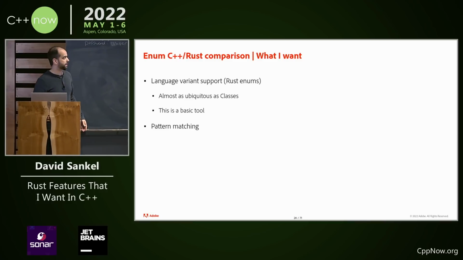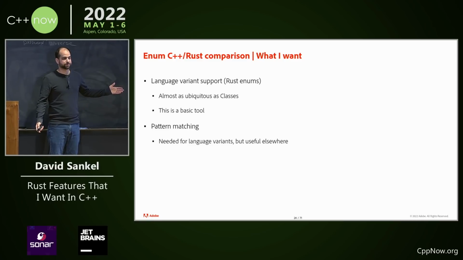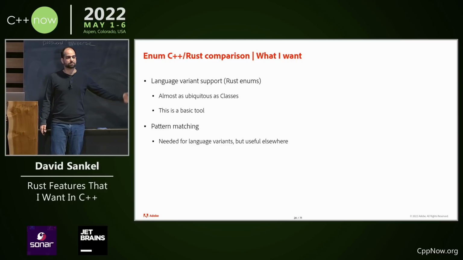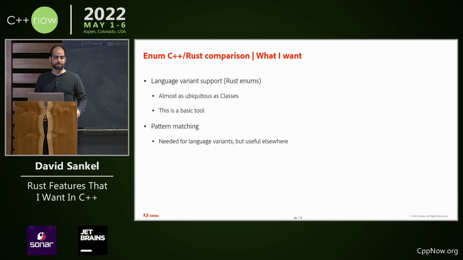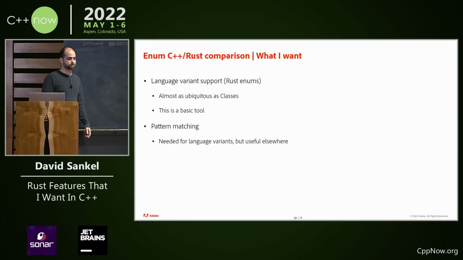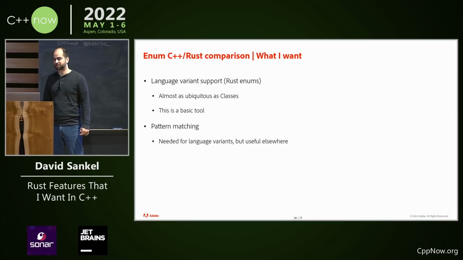So pattern matching. This is something that you need if you have language variants, because otherwise you can't break open the value. But pattern matching is useful not just in the language variant case. It's useful in a lot of different cases to simplify code and make it more readable. So this is what I want. Bjarne has a couple papers out from the last 5 years on adding pattern matching to C++. Oh, there's the comment that there's been a couple papers out in the last 5 years on pattern matching in C++.